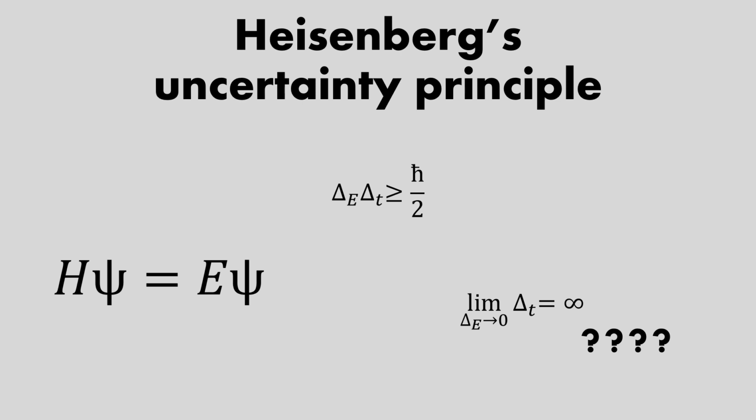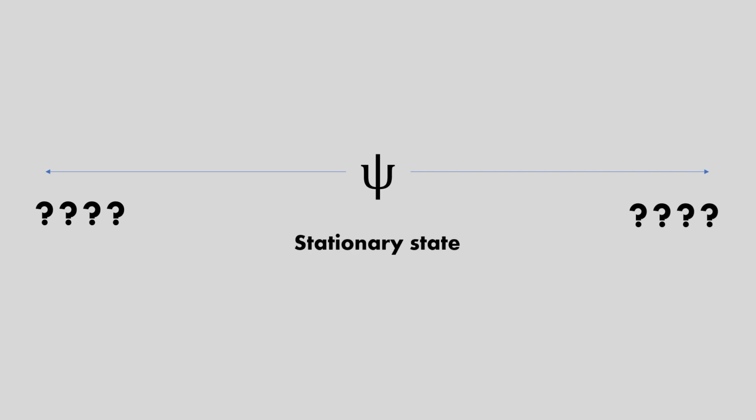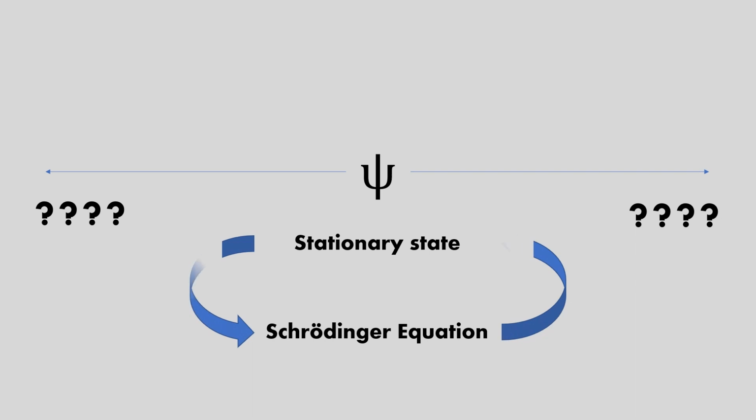It means that if we find our system in a psi state, we have no clue for how long it has been in that state, or for how long it will remain there. Therefore, they are called stationary states. So the stationary state solves the Schrodinger equation, and the Schrodinger equation is solved by the stationary state. The two things are directly correlated.